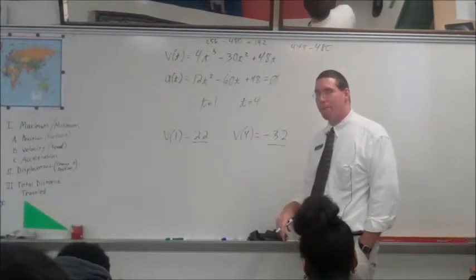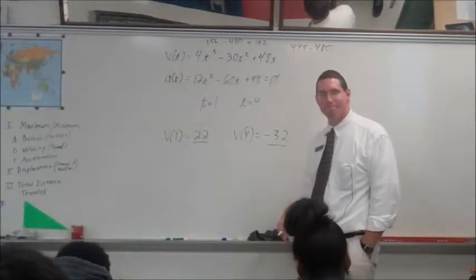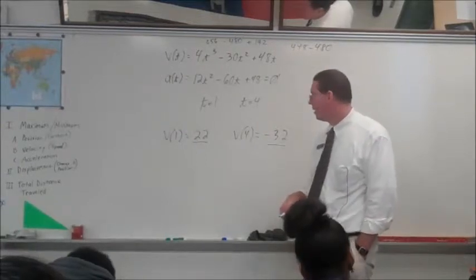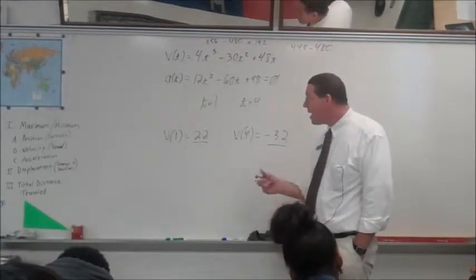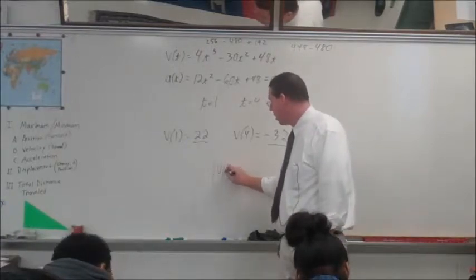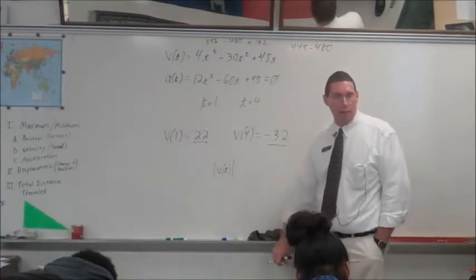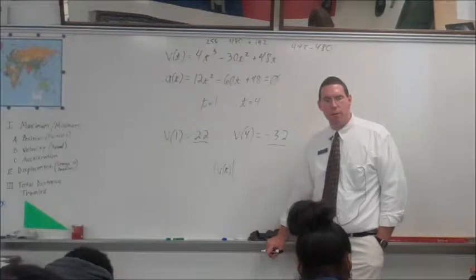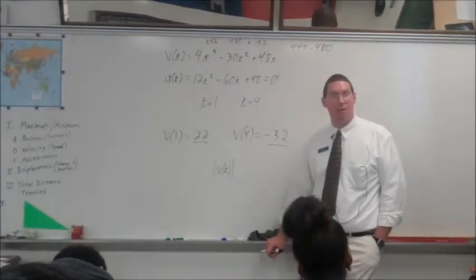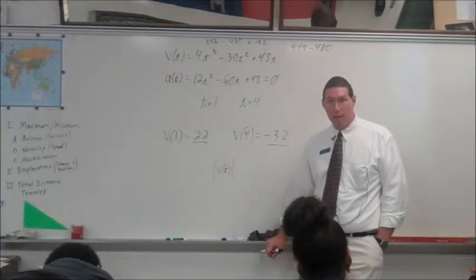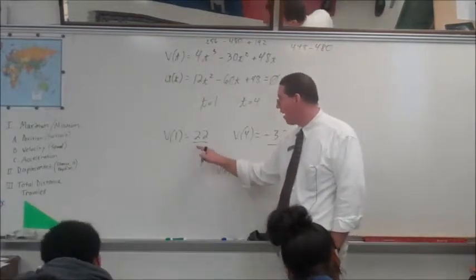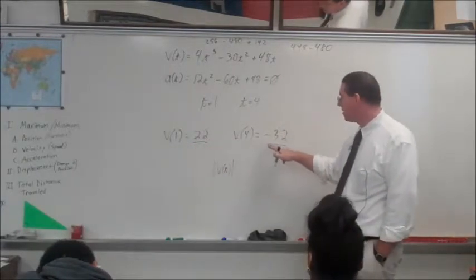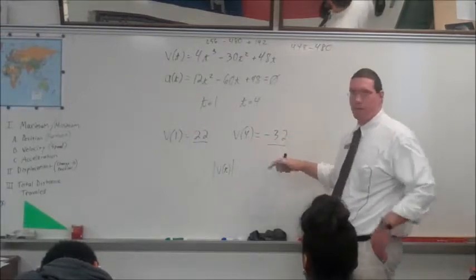Now let's talk about maximum and minimum speed. This is velocity. Speed is the absolute value of velocity. It's velocity without sign, right? What is the maximum speed on this interval? 32. It's 32 feet per hour, inches per second, meters per second, whatever. It's 32 because we're going to take the absolute value of these values. So speed at time 1 is still 22, but speed at time 4 is positive 32.